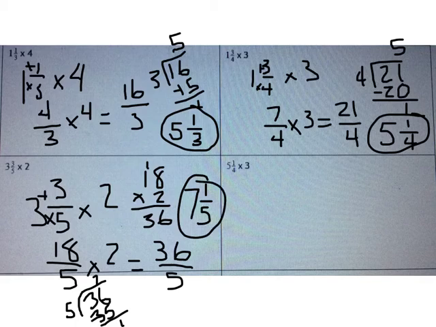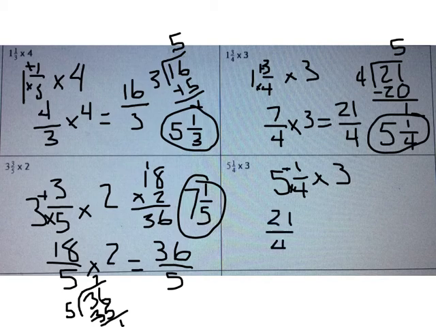Now let's try one last one together before you try 4 on your own. What's 5 and 1/4 times 3? Well, first, how do I change 5 and 1/4 into an improper fraction? What improper fraction is that? Well, 5 times 4 is 20, plus 1 more is 21 over 4 times 3. What's 21 over 4 times 3 written as an improper fraction? Well, 21 times 3 is 63 over 4. Now write 63 over 4 as a mixed number.